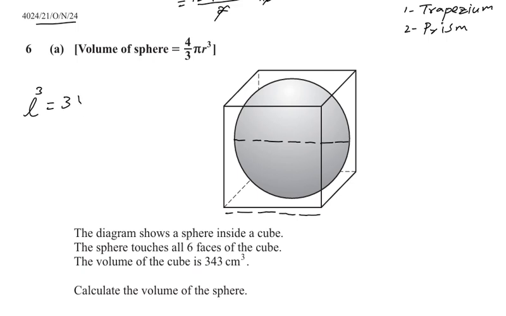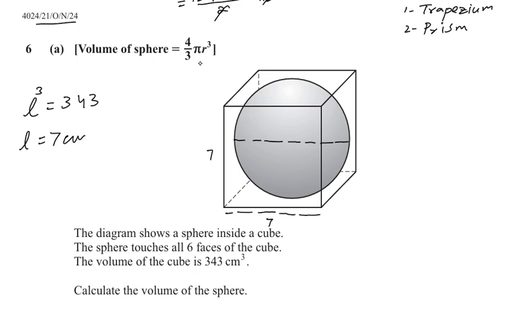So L cube equals 343, and taking the cube root, we get 7. So L equals 7 centimeters. It means this length is 7, this length is 7, and the diameter of this sphere is also 7. Now, what do we need to find out? Calculate the volume of the sphere.